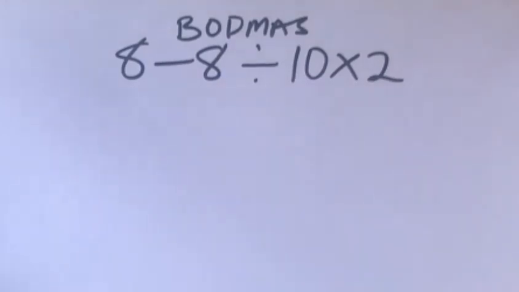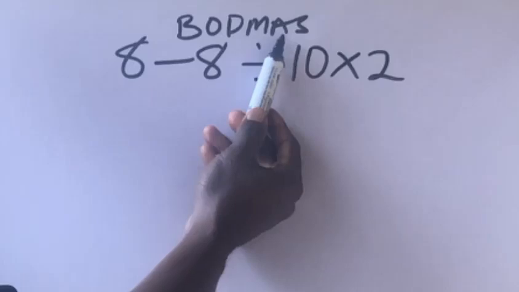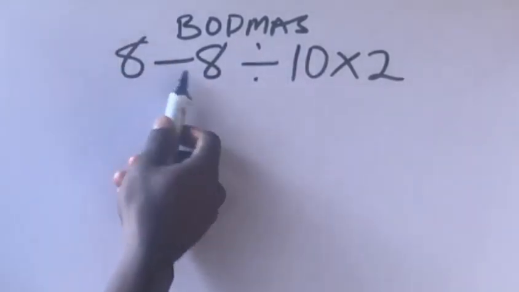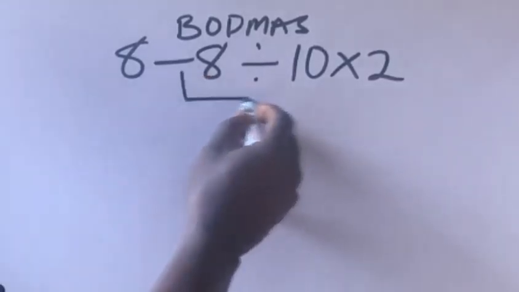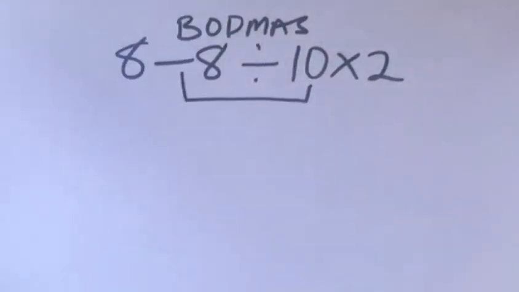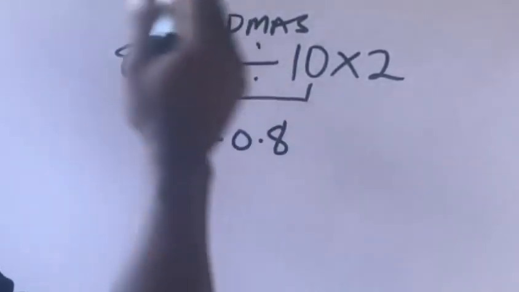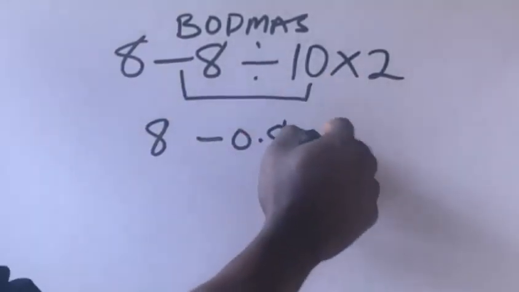Now, first of all, remember that division comes before multiplication, then addition, then subtraction. So you have to divide first. And remember that this minus sign is with this 8. So minus 8 divided by 10 will give us minus 0.8. And we'll put this 8 here, put our times 2 here.